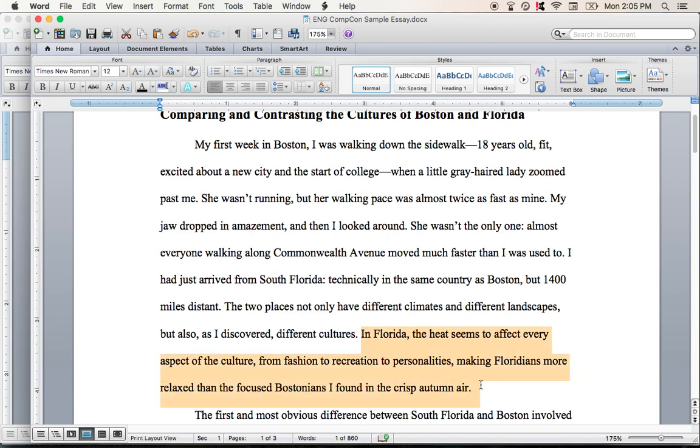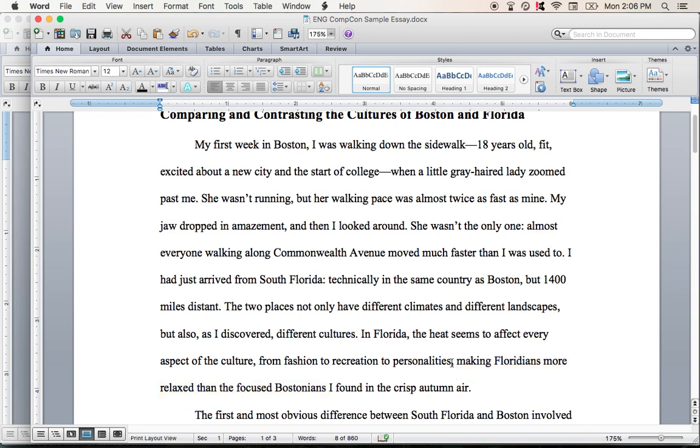So this last sentence of the introduction, just like in your persuasive essay, the last sentence is the thesis statement. This is the one sentence that gives the main idea of the whole paragraph, or the whole essay, right? So in Florida, heat seems to affect every aspect of the culture, from fashion, recreation, to personalities, making Floridians more relaxed than the focused Bostonians that I found. So Floridians are more relaxed than Bostonians, who are more focused. That's the main idea of the whole essay.